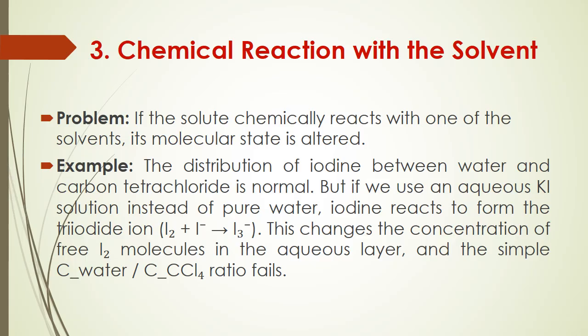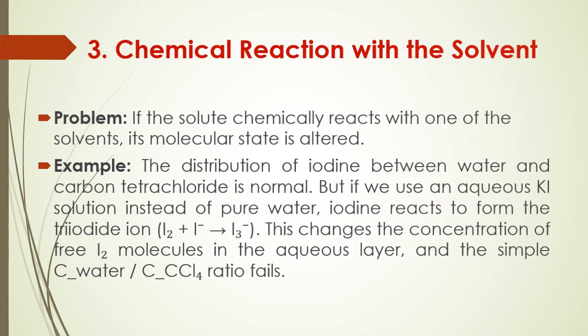Third, chemical reaction with the solvent. If the solute chemically reacts with one of the solvents, its molecular state is altered. For example, the distribution of iodine between water and carbon tetrachloride is normal, but if we use an aqueous potassium iodide solution instead of pure water, the iodine reacts to form the triiodide ion. This changes the concentration of free iodine molecules in the aqueous layer, and the simple concentration ratio between water and carbon tetrachloride fails.